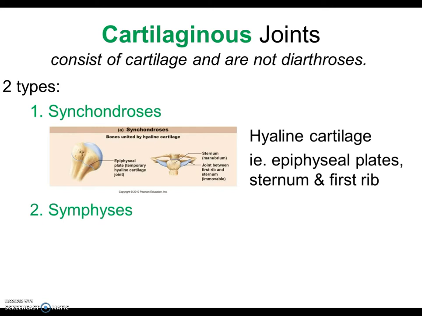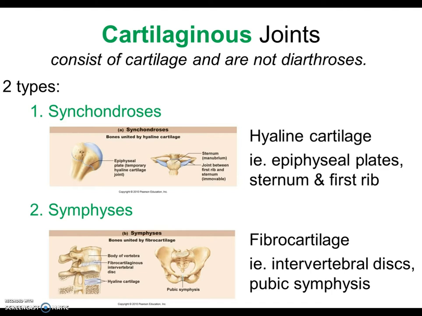The second type of cartilaginous joint is a symphysis joint. And we've actually seen an example of this. They are made up of fibrocartilage, and one place you see it is in between your vertebrae. So right here and right here, called the intervertebral disc. That's made up of fibrocartilage, and that's the symphysis joint.